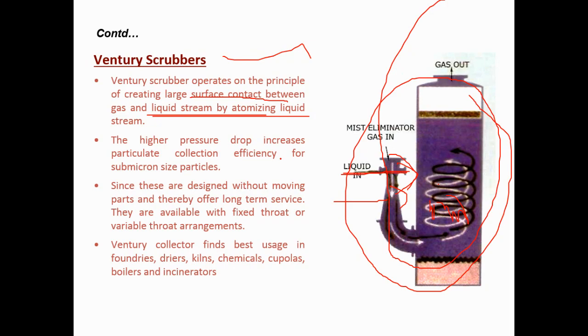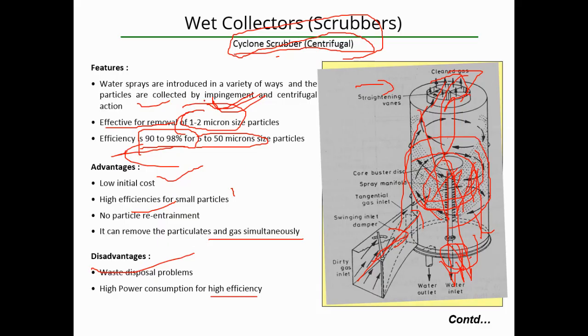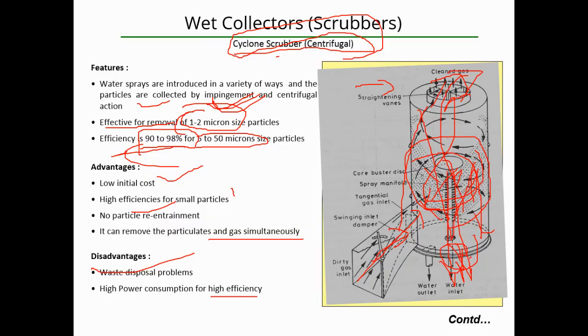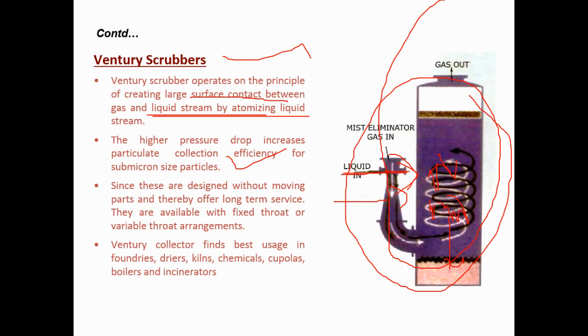As compared to the cyclone scrubber, the efficiency of the Venturi scrubber is more because the particulates have more surface contact area to attach and go down. Since these are designed without moving parts, for long service life, there is no moving part. There is only the spraying mechanism, but inside there is no moving part. That's why it has higher efficiency and lower cost.